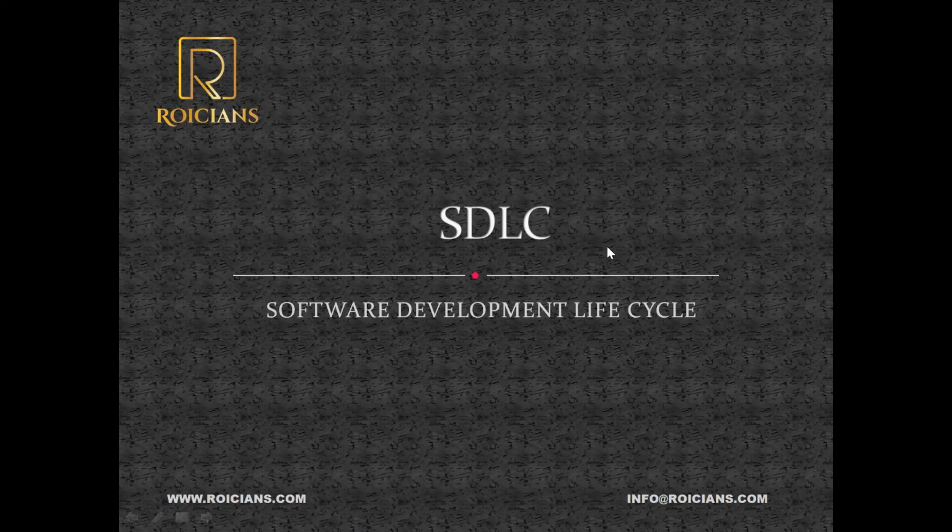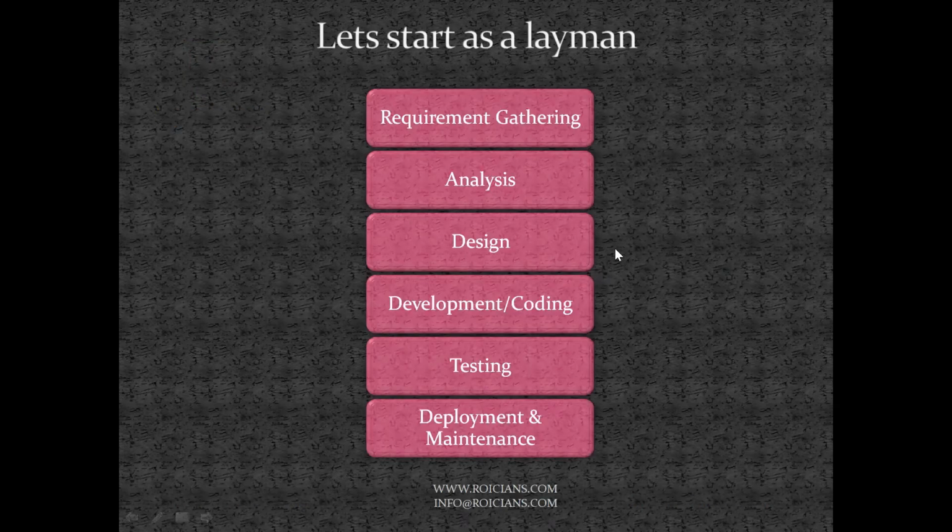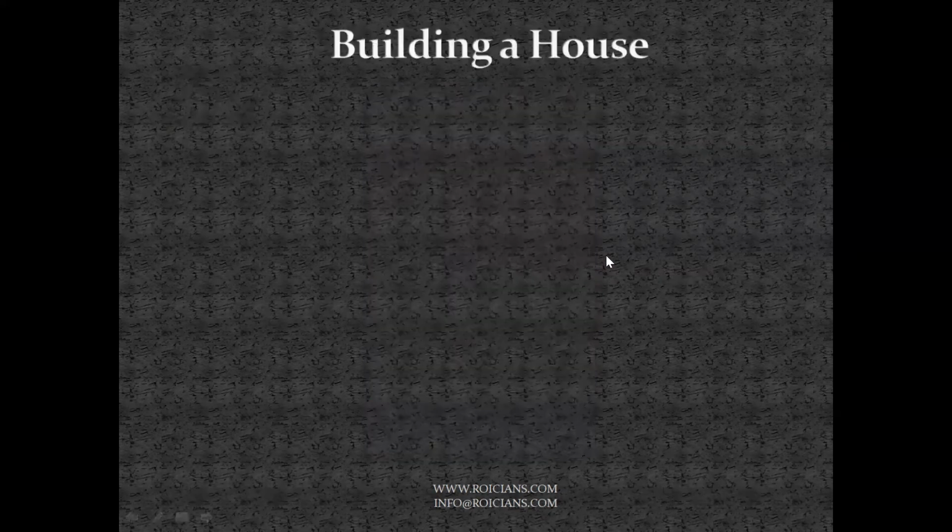You don't believe it? Okay, so let's understand SDLC as a layman. So these are some phases of SDLC: requirement gathering, analysis, design, development or coding, testing, deployment, and maintenance. So as I've told you, let's start as a layman. I'm going to give you an example of building a house. Guys, building a house, which is the job of a builder, also follows the SDLC phases. Let's understand that one by one.